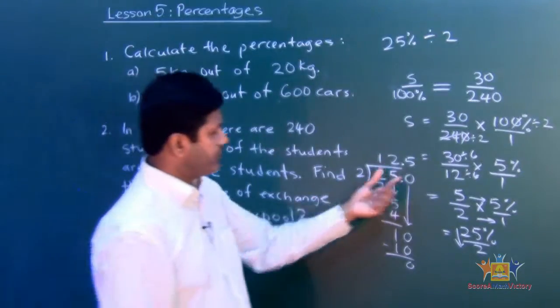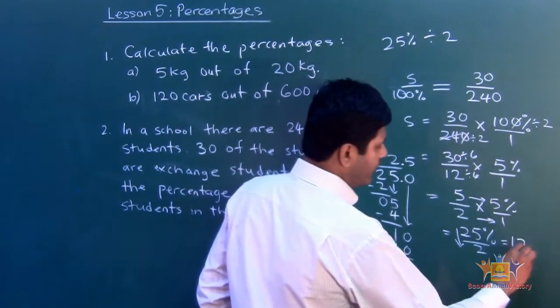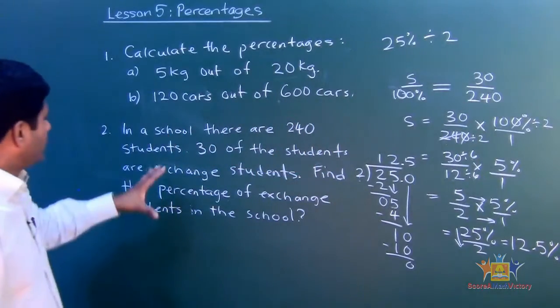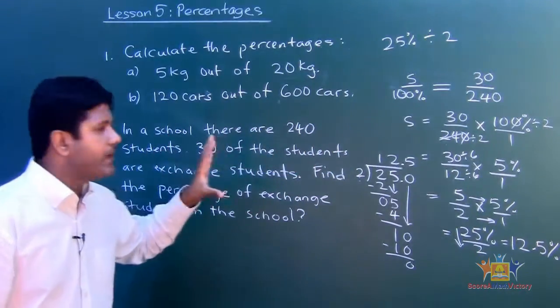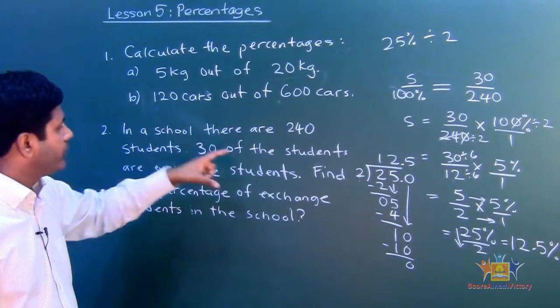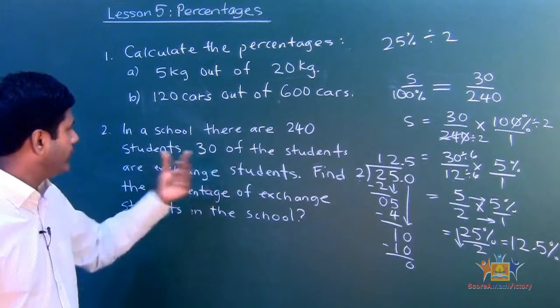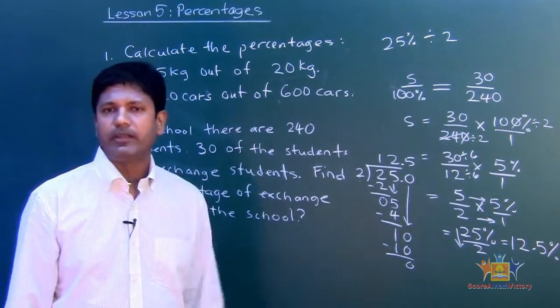So now I put back the percentage, so it becomes 12.5%. So 12.5% of the 240 makes 30 students. So the 30 students is 12.5%.